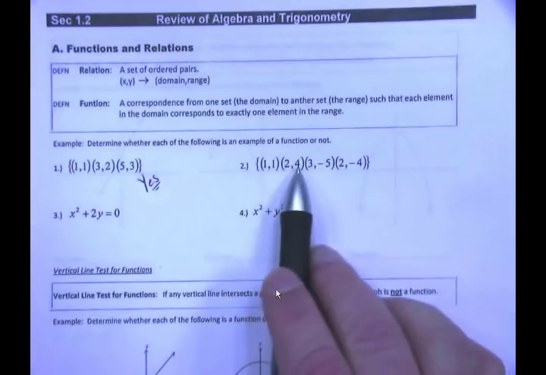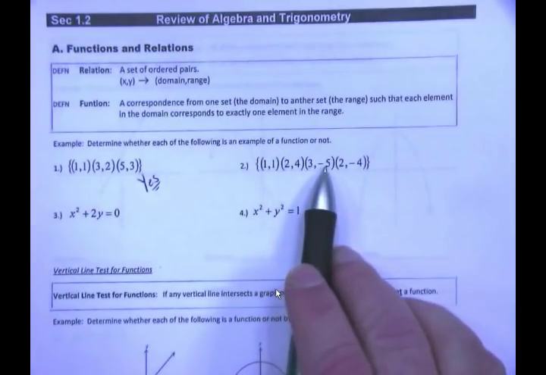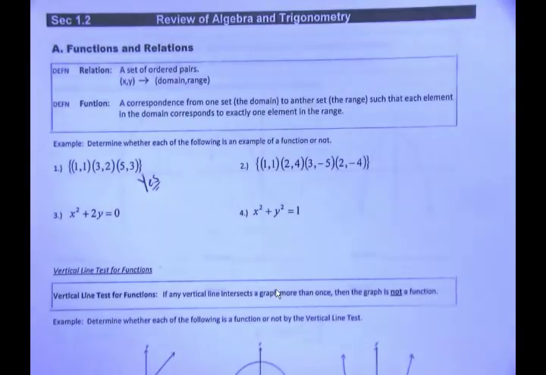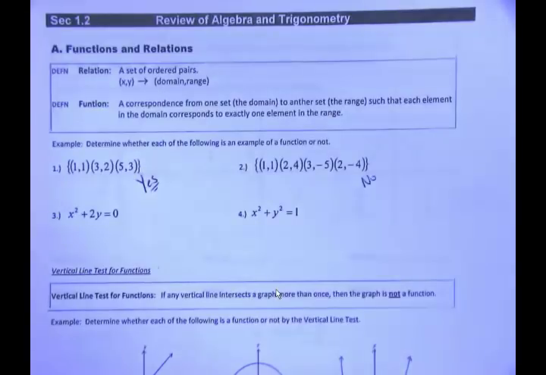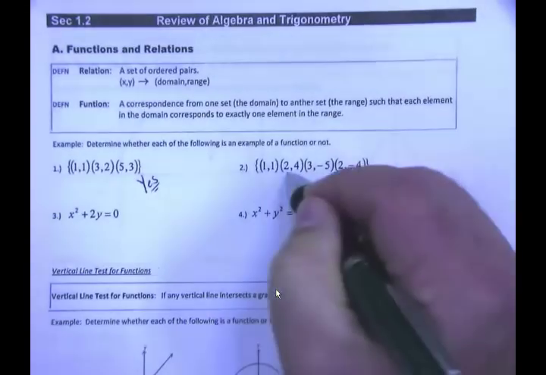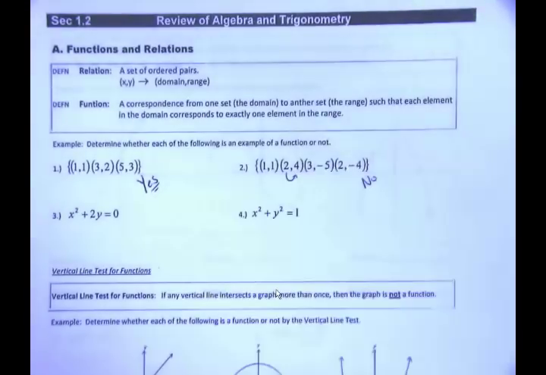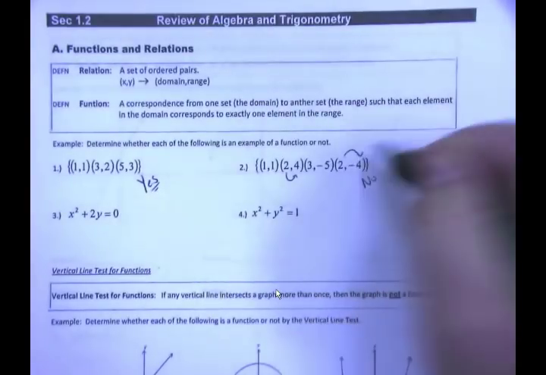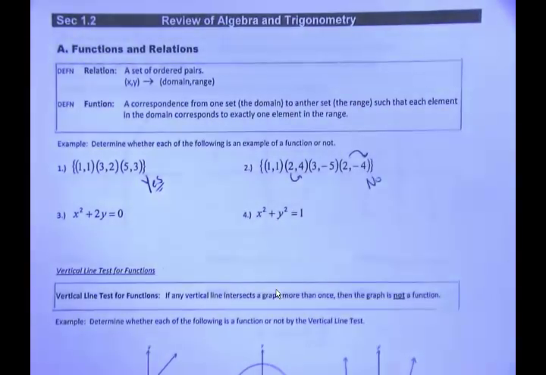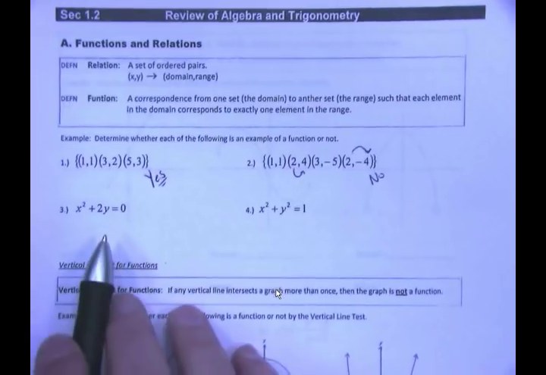Okay. What about number 2? 1 goes to 1, 2 goes to 4, 3 goes to -5, 2 goes to -4. Is this thing a function? All right, if you say it's not a function, then you got to tell me why. Right, 2 goes to 4, and remember, in the definition of function, 1 x can only go to 1 y. You can go to the same y, we don't care about the y, but you can't go to two different y's. And now I got 2 also going to -4. There's my problem right there. Does that make sense? All right.